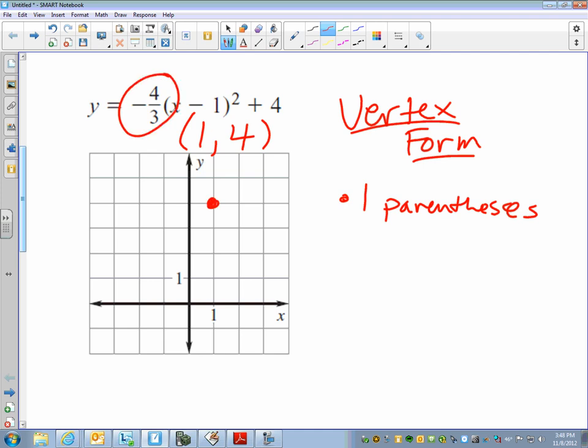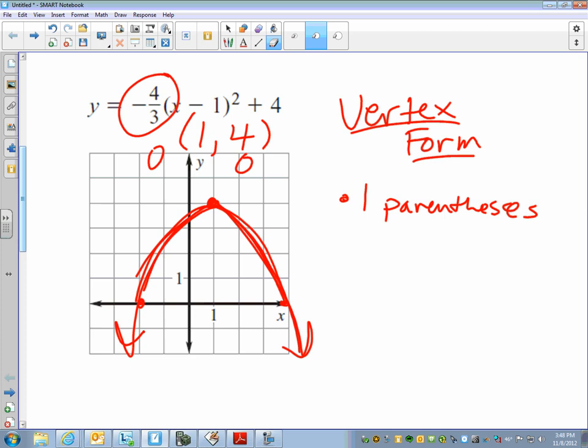This number in front tells us what to do. Go down 4: 1, 2, 3, 4. Over 3. Something like that. Again, it's just a sketch. Not trying to be perfect. But you get the idea. Now it looks like a sad clown. Anyway, vertex form. It seemed like most people were okay with vertex form, so there you go.